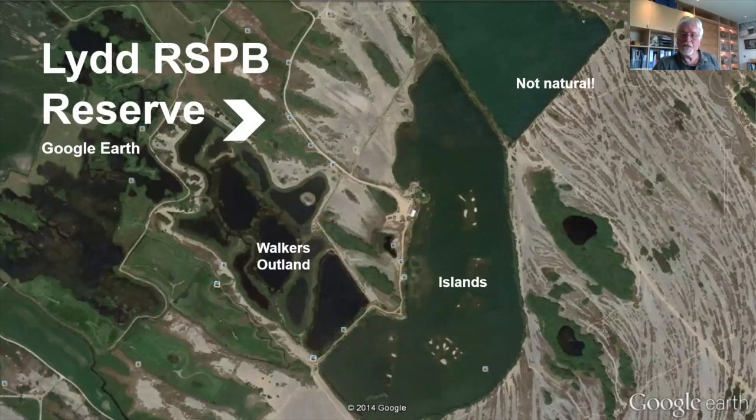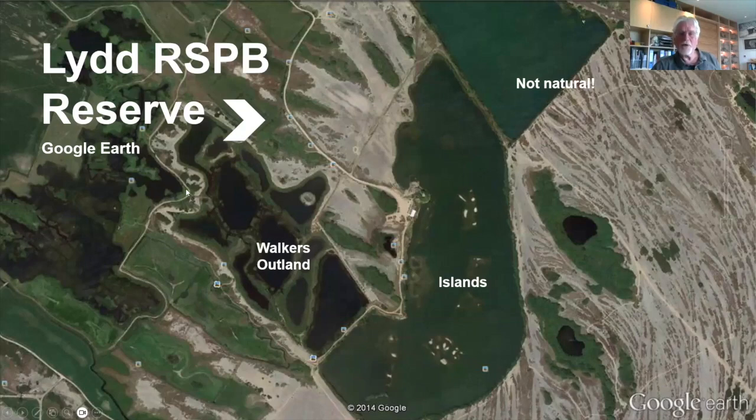I'm going back to the 80s now. This is Lydd. Anyone who's been to Lydd at Dungeness, the second most visited RSPB reserve, is Lydd. And Lydd Bird Reserve had a working gravel pit within it. Okay, so the RSPB had a working gravel pit within it. And you can see here, we've got these early ones, these very unnatural straight lines of a gravel pit.